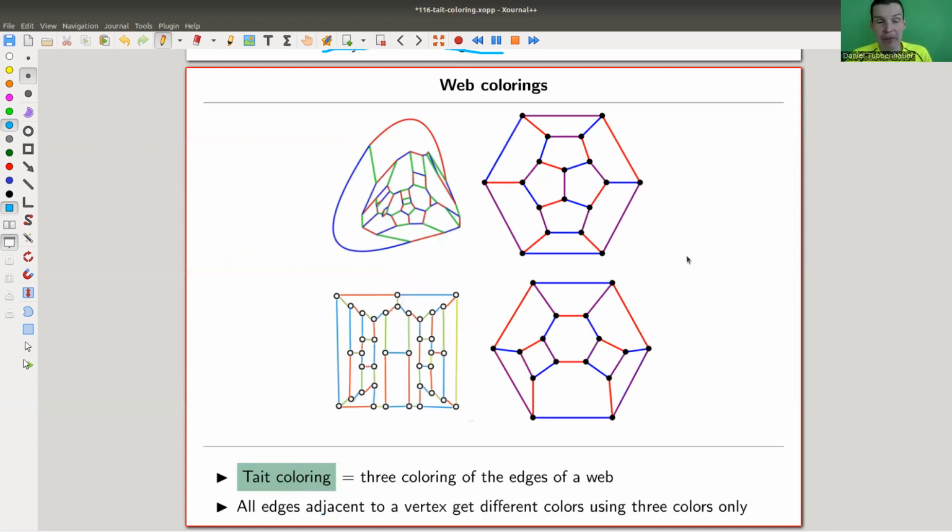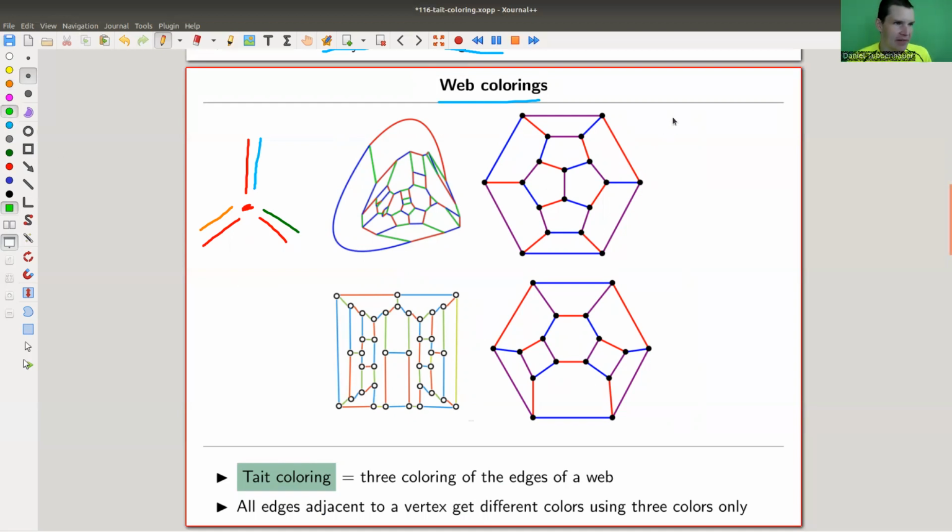I call this a web coloring, or a Tait coloring, actually. This is called a Tait coloring, just webs get color, so it's a web coloring. And it works as follows. Around each vertex, remember that we have three edges, and I would like to use three colors. Let's say blue, green, and orange, such that around each trivalent vertex, all colors are present, and just spread it over the whole graph.